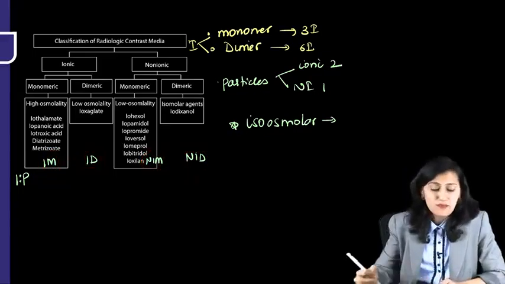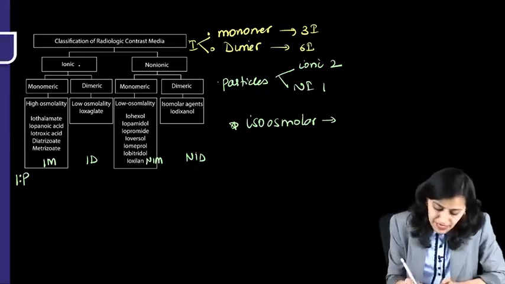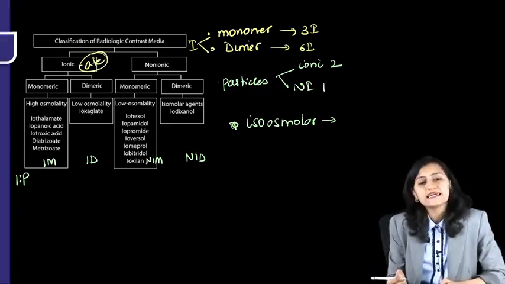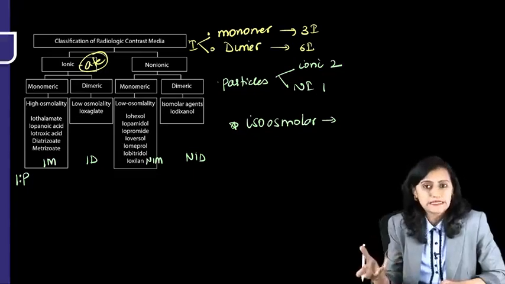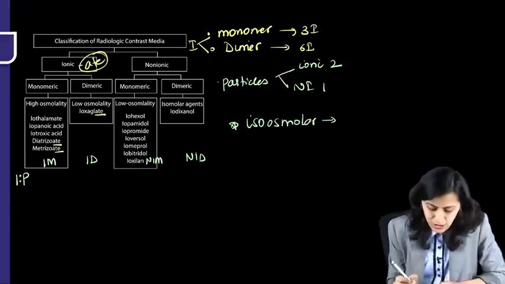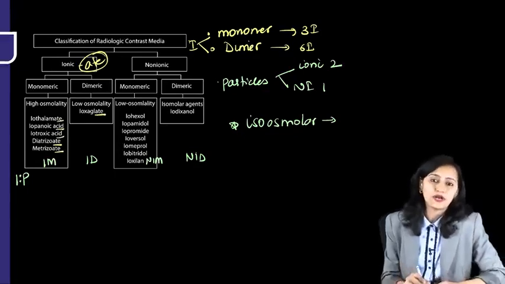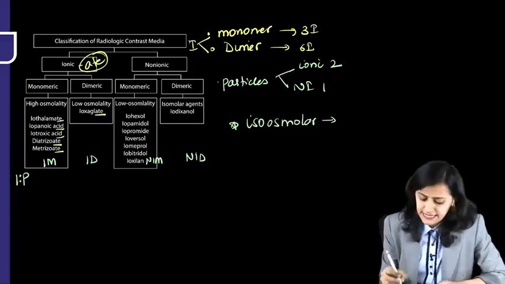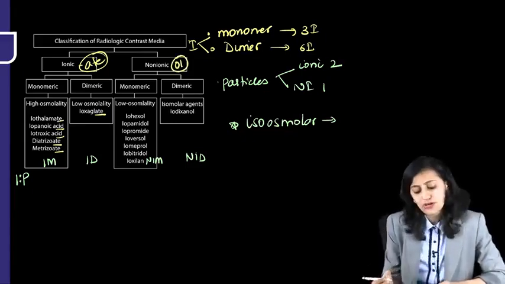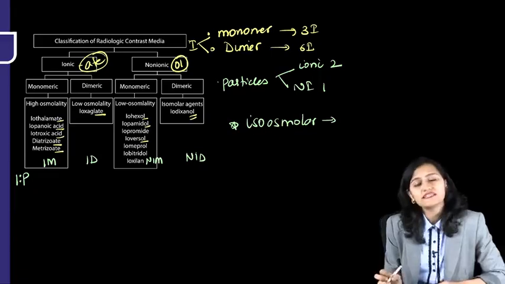Now, how do we identify whether a contrast is ionic or non-ionic? Look at the spelling. If it ends in ATE, it is ionic, like diatrizoate, metrizoate, ioxaglate, iothalamate, the acids. These are ionic contrast. The ones with the OL ending are non-ionic. So iohexol, iopamidol, ioversol, iodixanol, all of these are non-ionic.